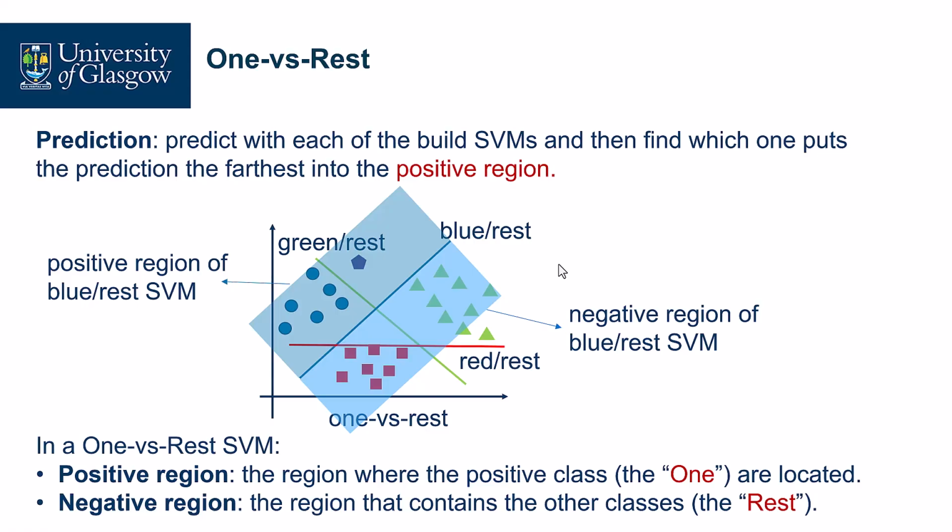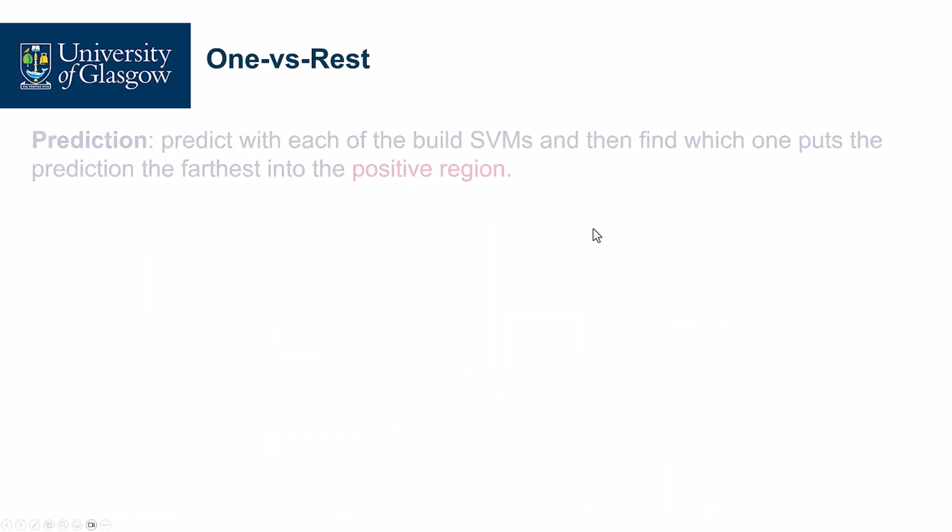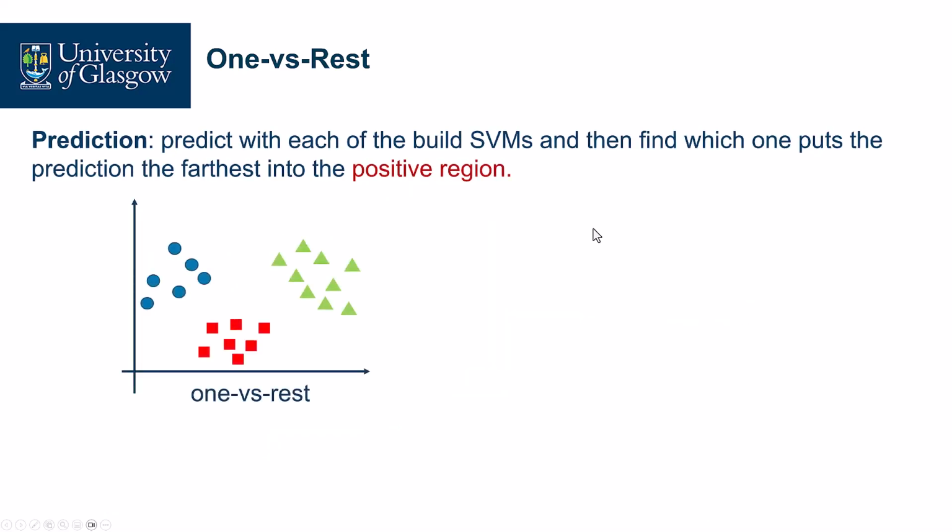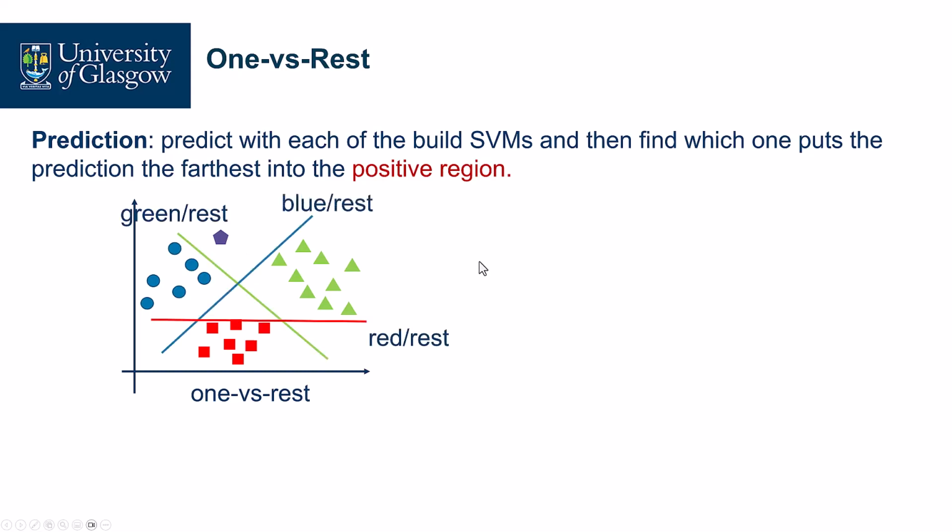We will use each SVM to predict, and the result is the class whose SVM puts the prediction the farthest deep into the positive region. So let's see an example and you will understand what it is. Now, with these three classes, this is a point to be predicted. Which class does it belong to? I can have the red-versus-rest, the green-versus-rest, and the blue-versus-rest, 3 SVMs. Then we will compare the distance.